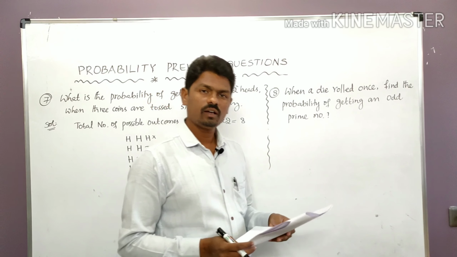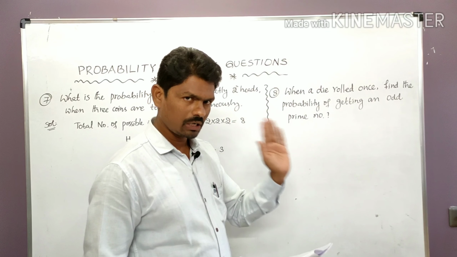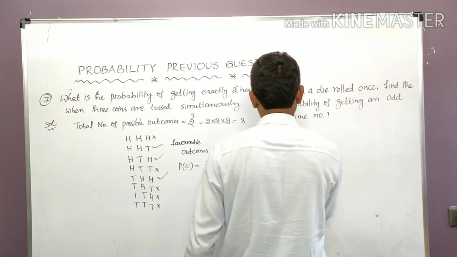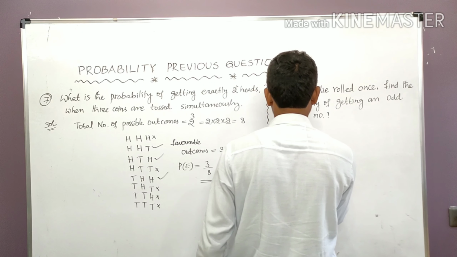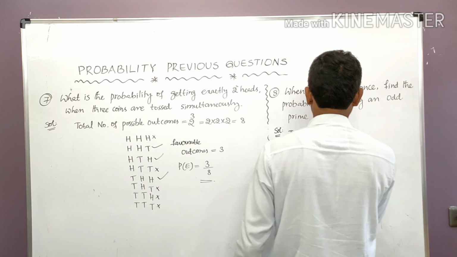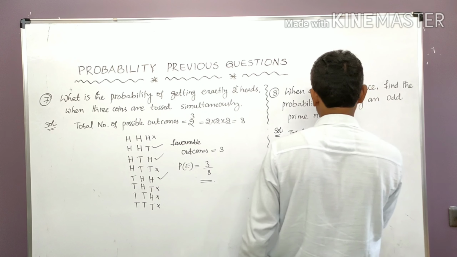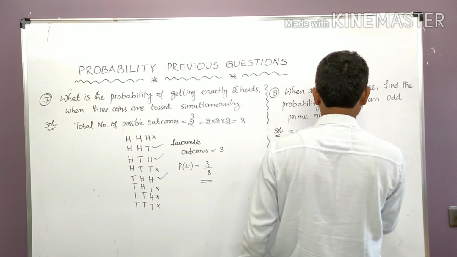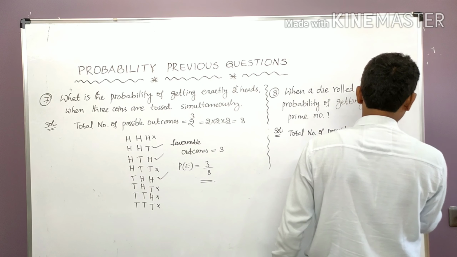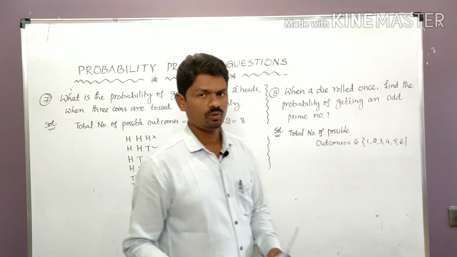So when a die is rolled once, what are the total number of possible outcomes? Total number of possible outcomes are 6. So here we have to write first total number of possible outcomes, equal to 6. What are they? 1, 2, 3, 4, 5, 6. So these are the total number of possible outcomes.